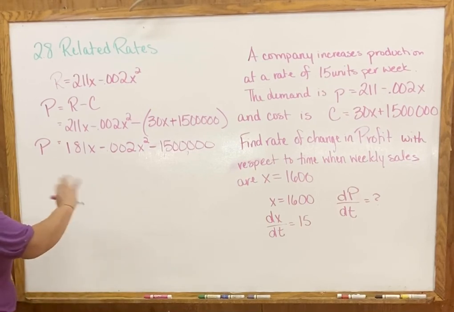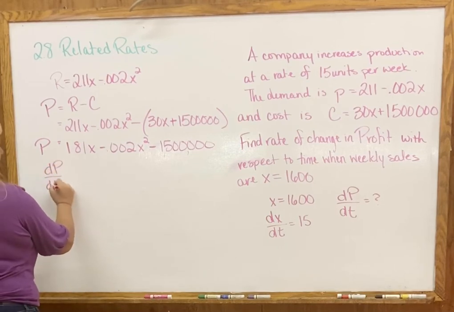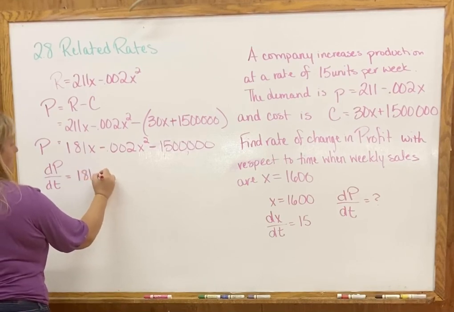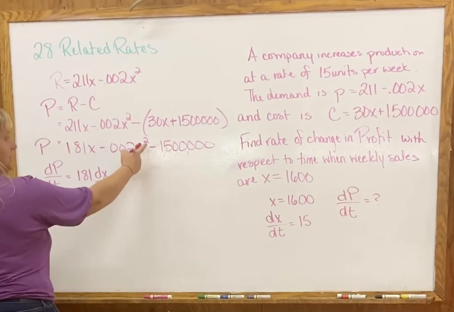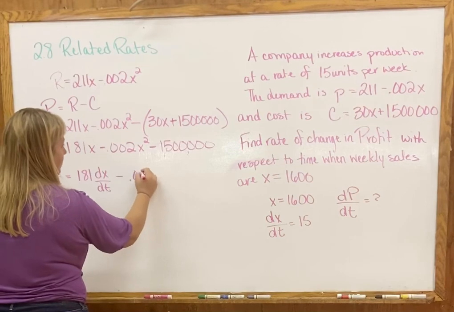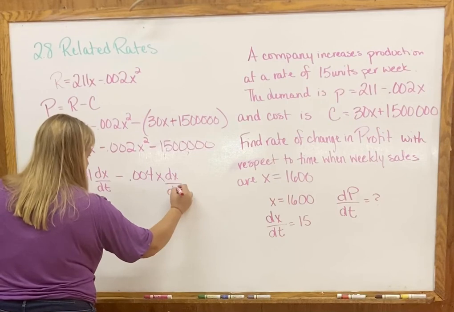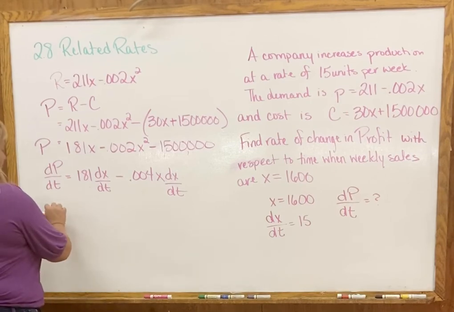But after all that hard work, don't forget that this is implicit. So it's going to be dP/dt equals the derivative here, which is just 181, immediately followed by dx/dt, minus, bring down the 2 here, so 0.004x dx/dt. And then that guy just goes away, right? Okay, so now we have our derivative. We can plug in the different pieces that we have.